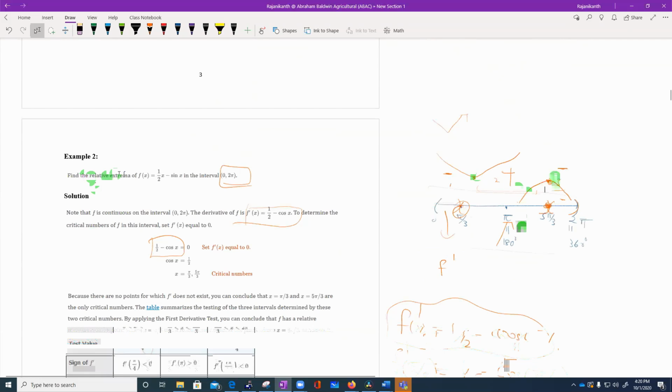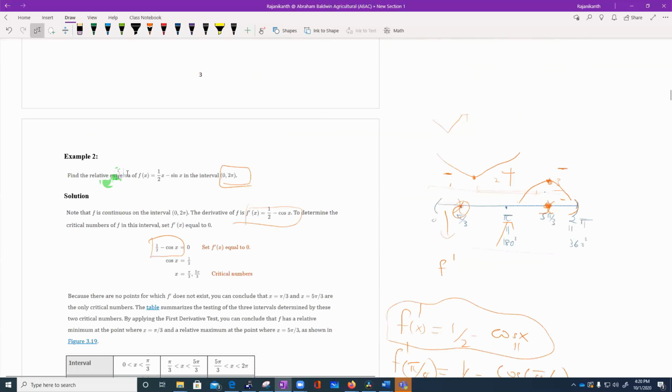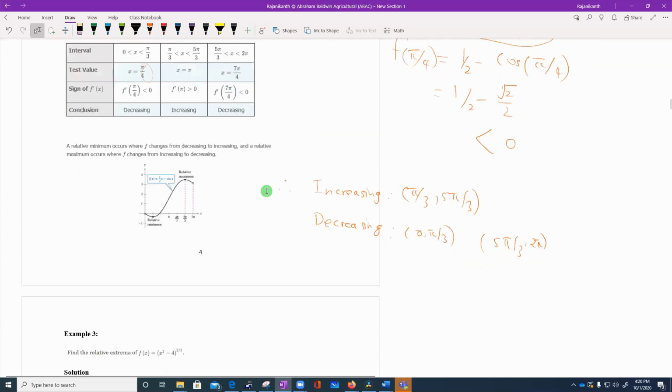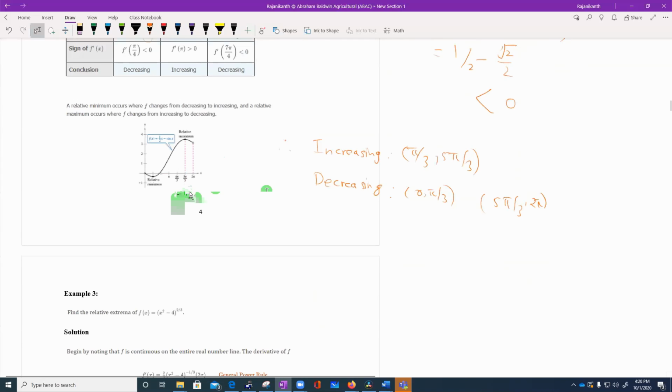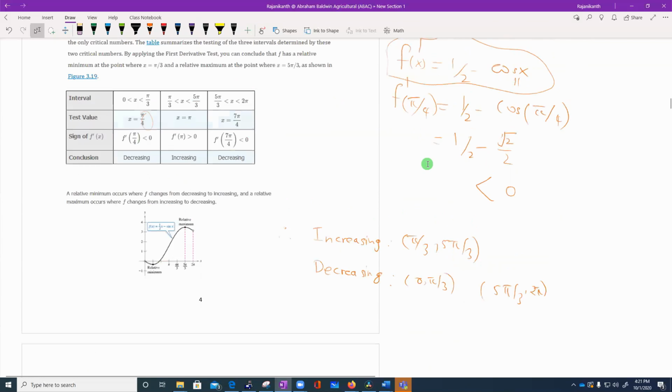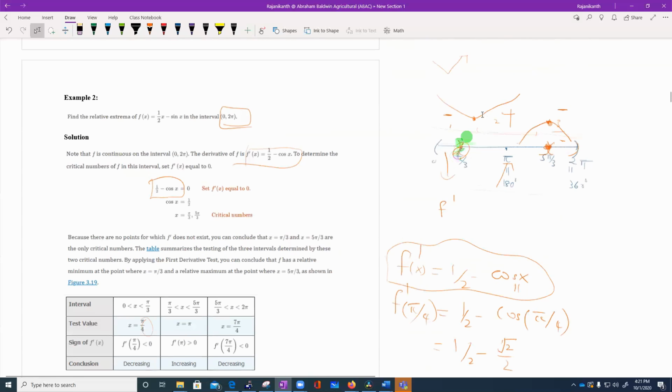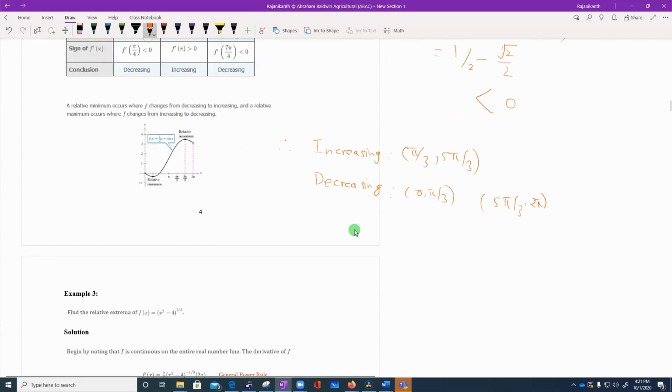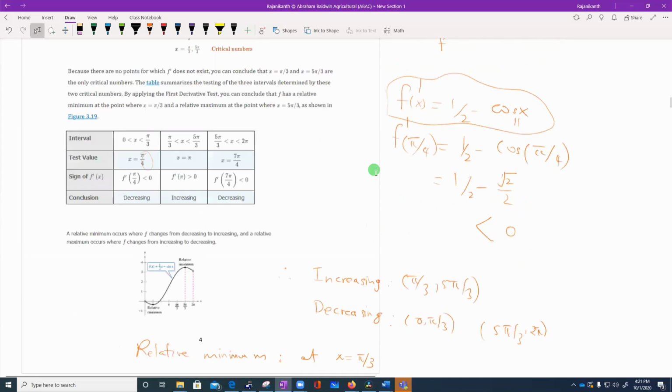They are asking you to find what kind of extreme point you will have. Okay. Therefore, my answer is what? You have to write it in a clear way. We know now that at this critical point, the function is having a minimum. So you have to write clearly: therefore, the relative minimum will be at x equals pi over 3, my first critical point.